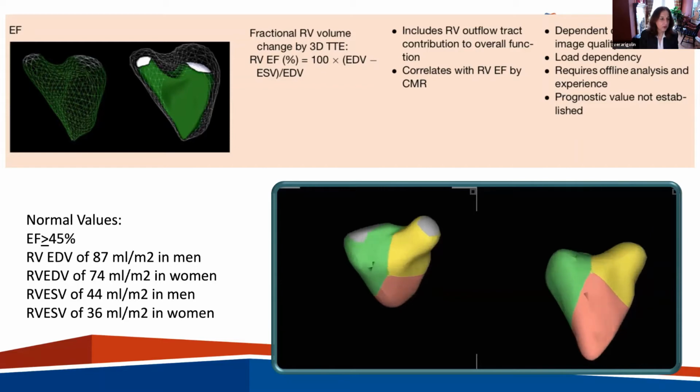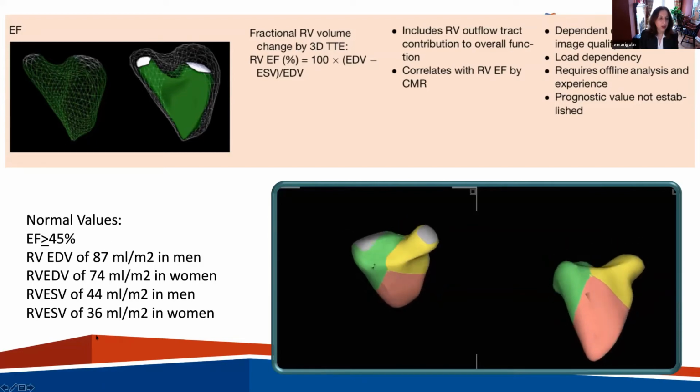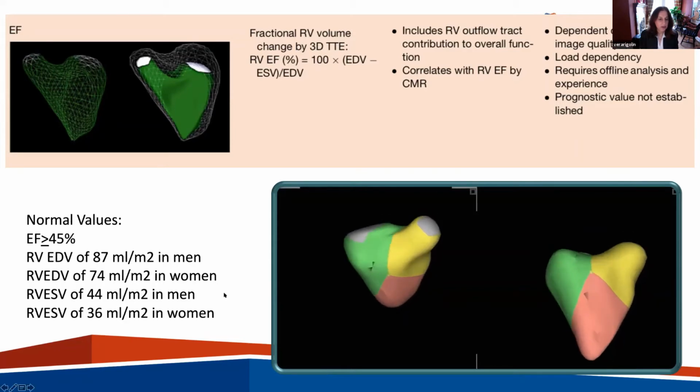Numbers for you to remember are shown here. A normal ejection fraction is greater than or equal to 45%. And here are the normal volume measurements. Note that there are different measurement values for men and for women, just like there are for the left ventricle. So, more numbers for you to keep in mind.